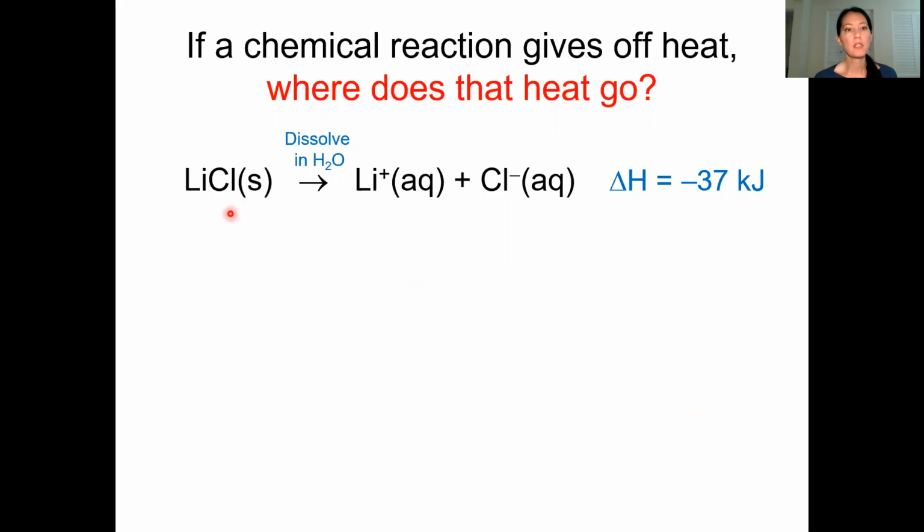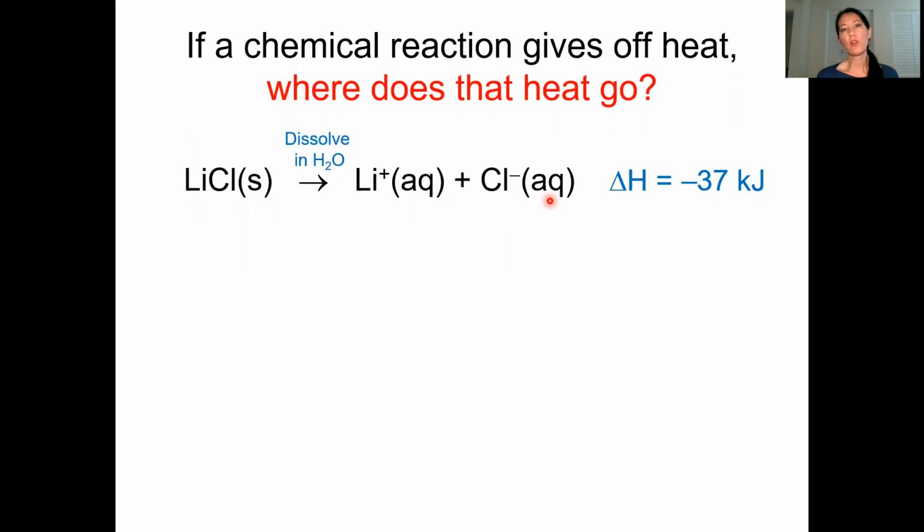So let's take a specific example, lithium chloride solid. This is a salt. This is just like the sodium chloride table salt that you guys have at home. We can dissolve this in water. You guys already know that an ionic compound is made up of a cation and anion, and if it can dissolve in water, not all do, but if it can, it'll break up into its ions, and then those end up being aqueous, meaning they're soluble in water, they're floating around.